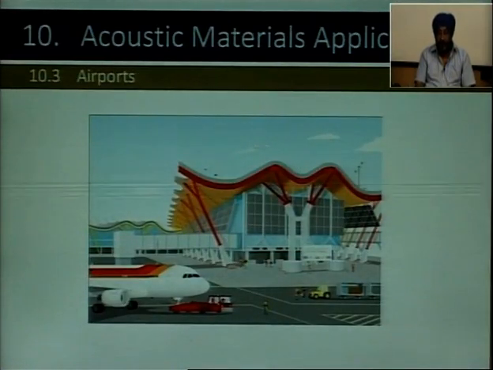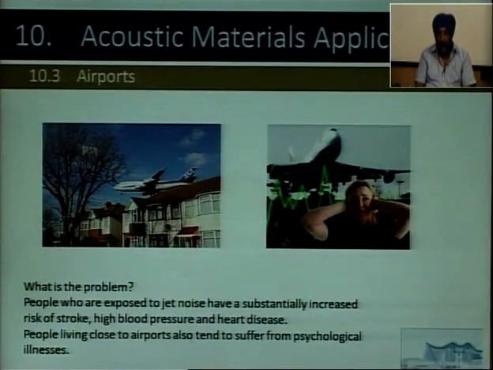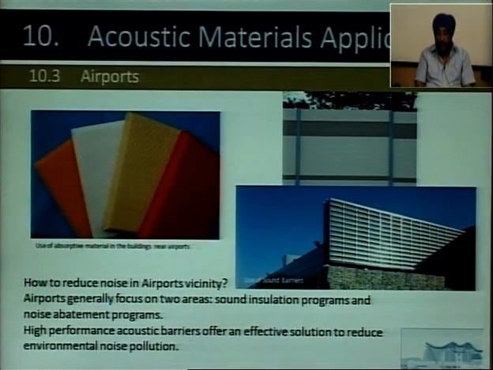So, at airports now there is sound happening from outside. So, what is the problem? People are exposed to jet noise, and this has increased risk of stroke, even heart stroke, high blood pressure, heart disease. So, people living close to airports tend to suffer from psychological illness too. So, what do you do at the airport? Now, look at the visual on the right side bottom. So, there is some sort of screen. So, you can screen your airports from noise for the buildings which are in the vicinity.